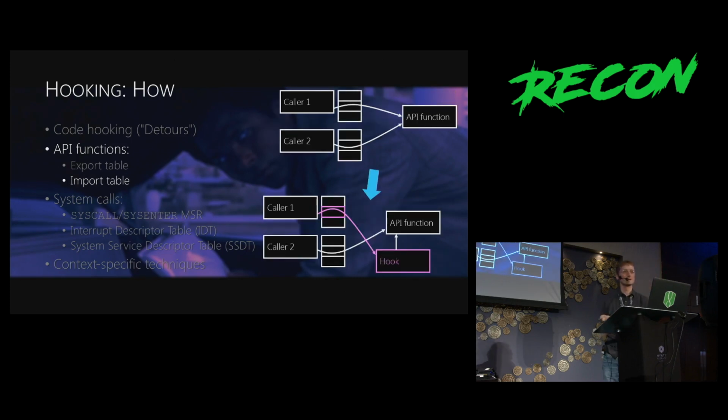Import tables are more interesting because pretty much every single time an import is called, it's being called through the import table. And the import table is specific to the caller. So if you wanted to hook one caller's view of the world, if you wanted to intercept one caller's call to a function and not another's, then you can do that by hooking their import table and not theirs.